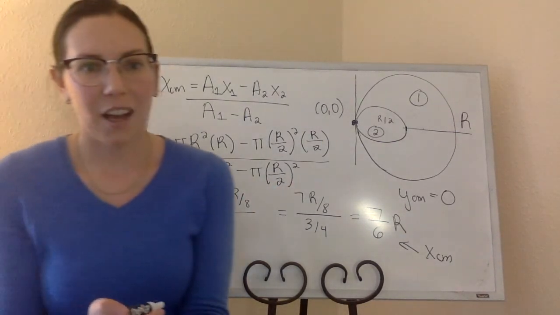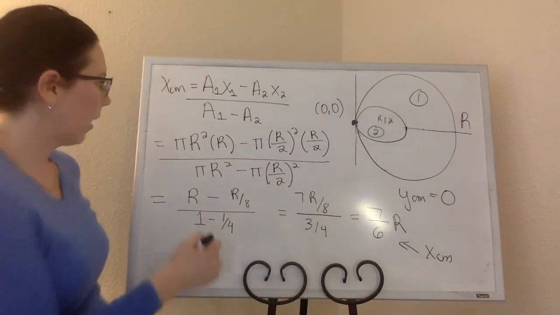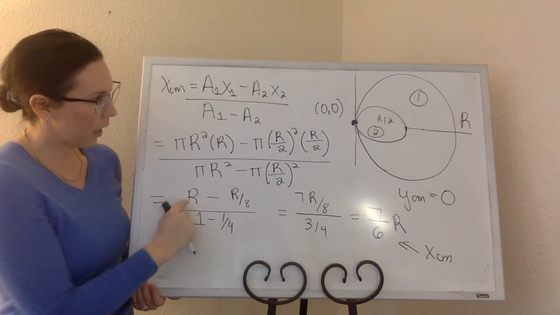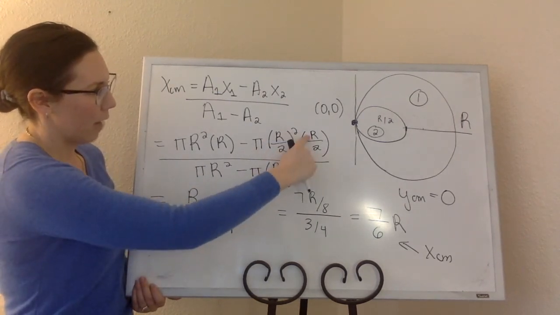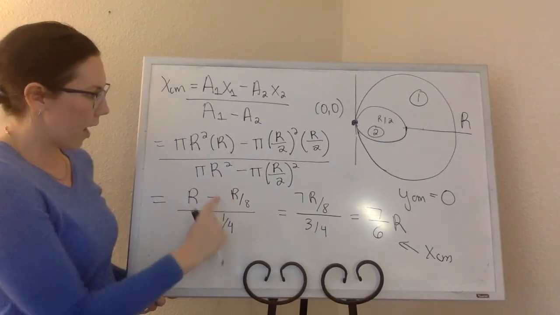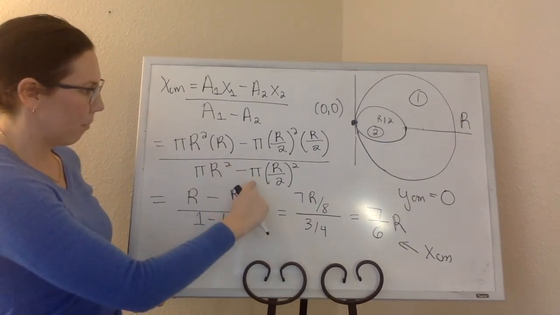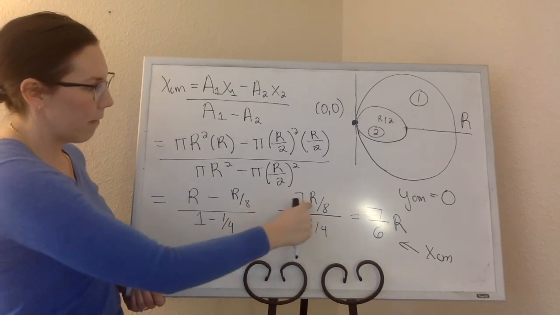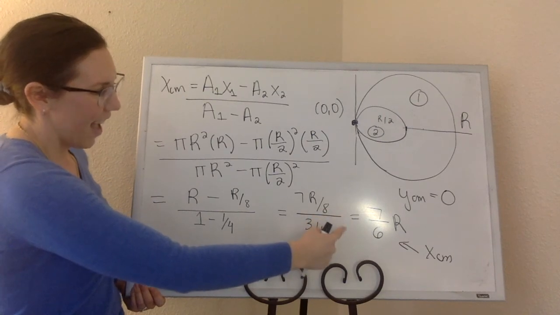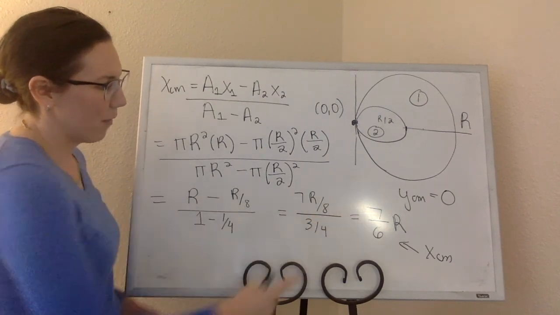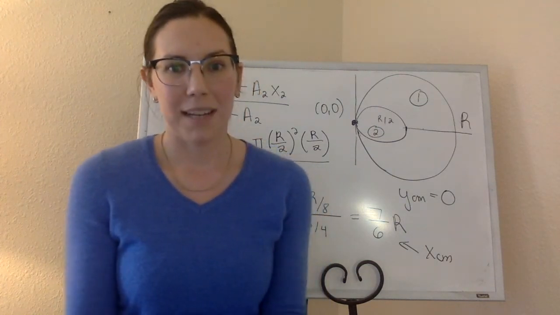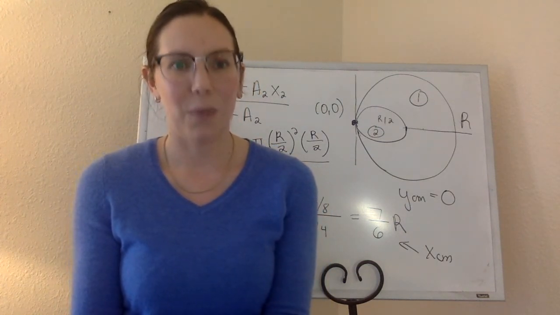And then this is just a lot of simplifying, so notice that pi r squared is in every term. We can cancel all of that. So we're left with just r here. Pi r squared cancels. I have r over 2 squared times r over 2, r over 8. And then this is just 1, that cancels, minus a quarter. So 7r over 8 divided by 3/4. You can flip that and multiply. And to simplify, we get 7r over 6, or 7 over 6 r. So our coordinates now would be 7 over 6 r and 0 for the y-coordinate.